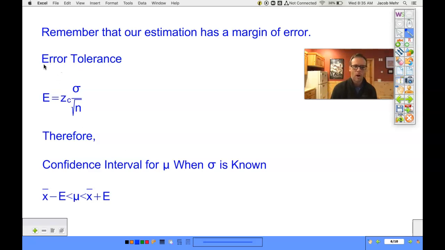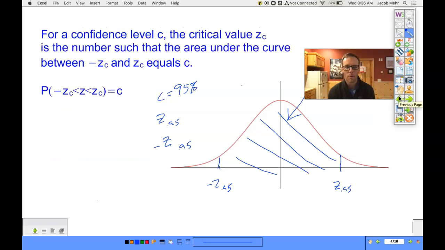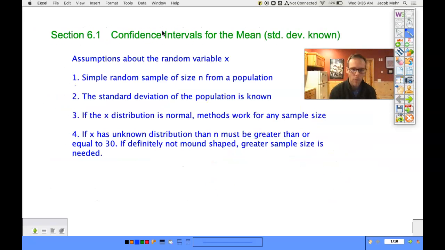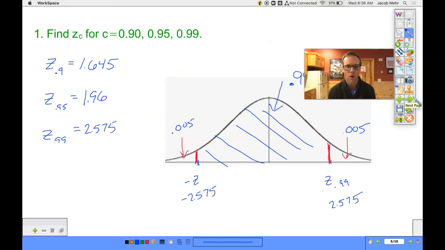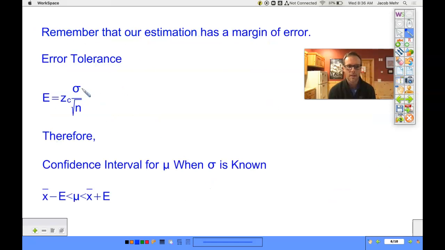Here is our formula. Our error tolerance is how far off we could be in either direction, to the positive, to the negative side. Okay. Our error is calculated by taking our critical value, our z-score corresponding to the confidence interval that we have, and multiplying it by the population standard deviation. Remember in our assumptions that we are assuming that we know the standard deviation of the population. We know sigma. Sorry, wrong Greek letter. Okay. So we take the population standard deviation and divide it by the square root of n.